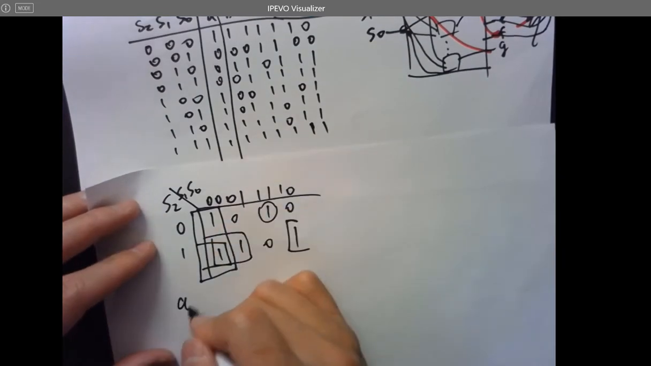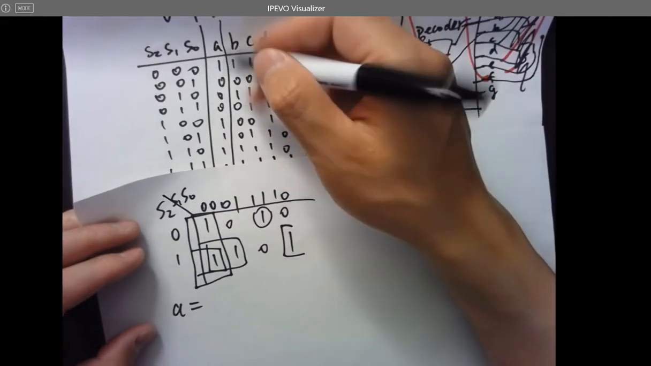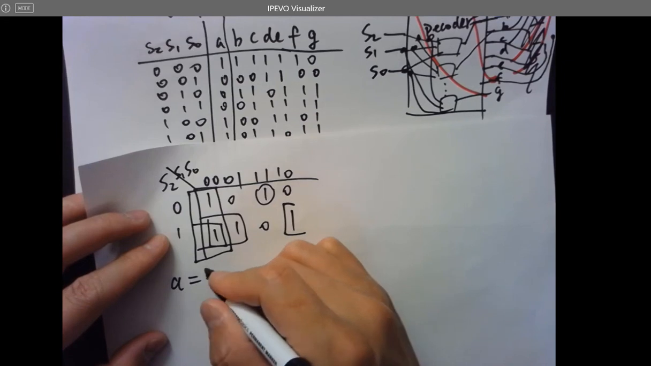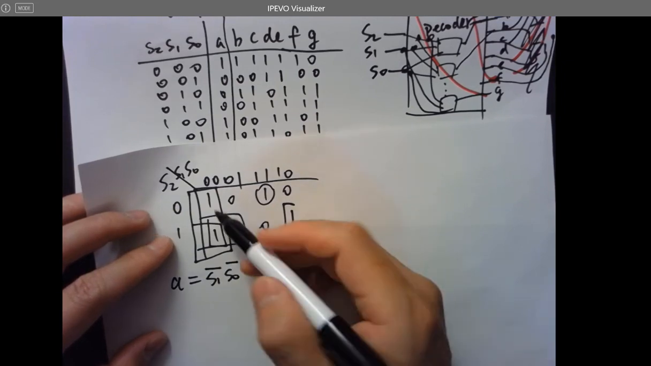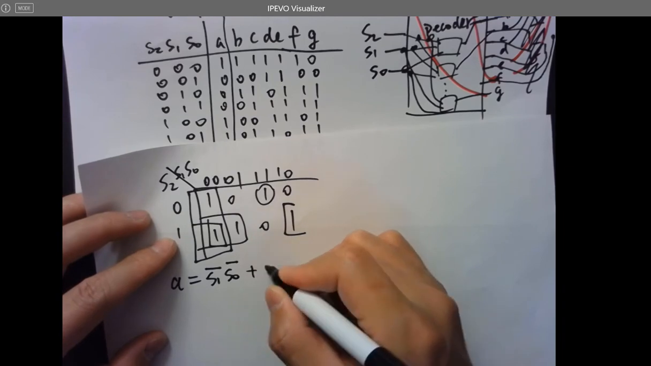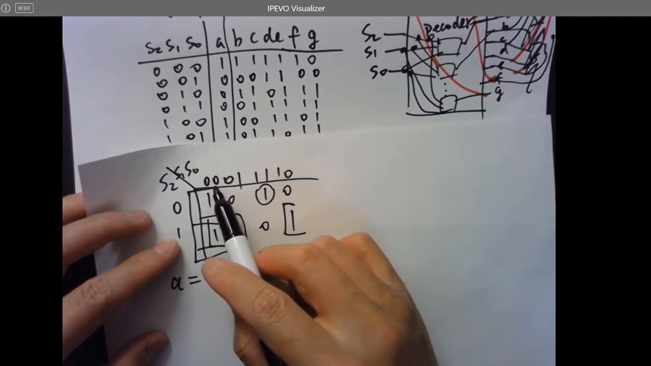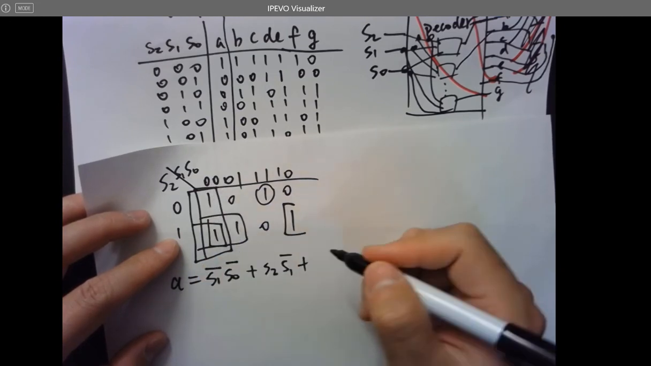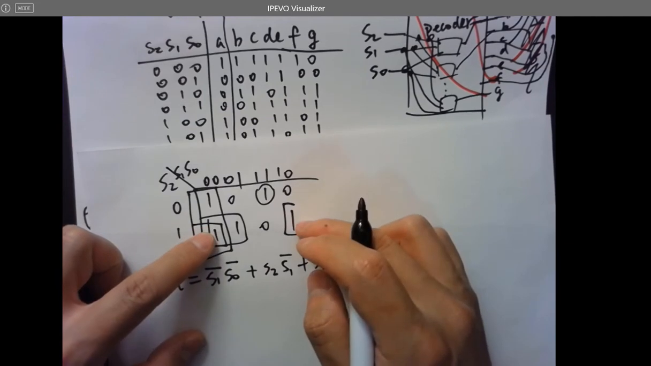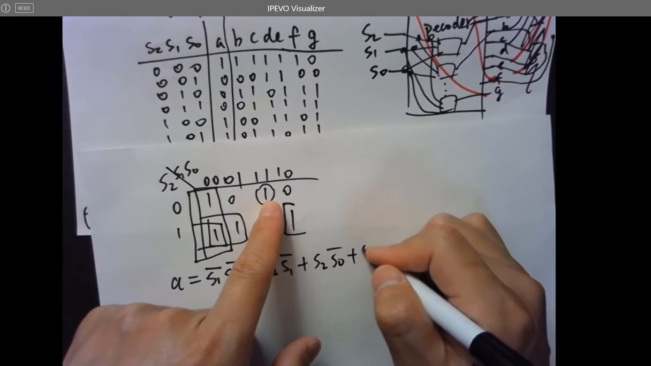So now let's look at A equals to what? A equals to, so this is a column for A, so A equals to this two, which is S1 not, S0 not, and this two, which is S2, S1 not, and this two, which is S2, S0 not, and this single one, which is S1, S0.